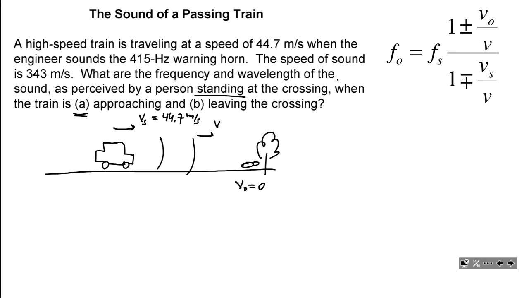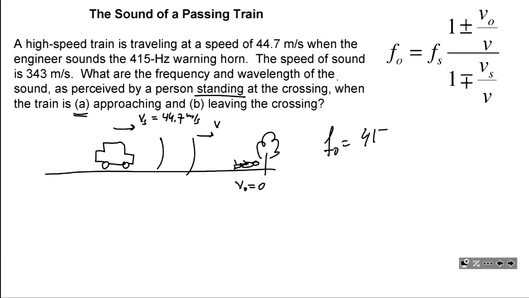This is a stationary observer. No one can move when lying down. So now what do we do? Well, we just start plugging numbers. This is what we are looking for.